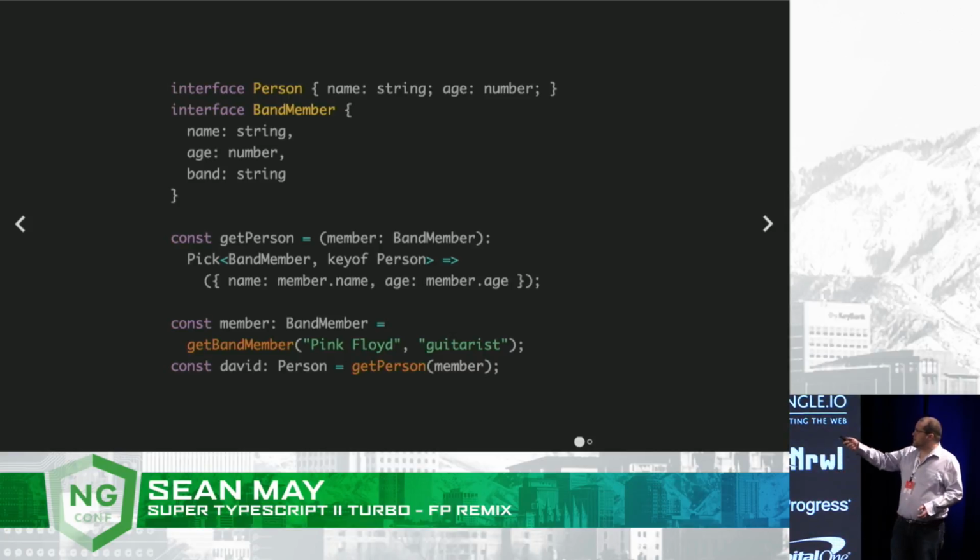But here, I'm saying I've got some band member and I'm going to pick the keys of person out of them. So as long as all of the keys of person are within band member, TypeScript is going to remember the types of band member. If those two types diverge, TypeScript is going to complain. If you have a key in person that is not in band member, TypeScript is going to complain.